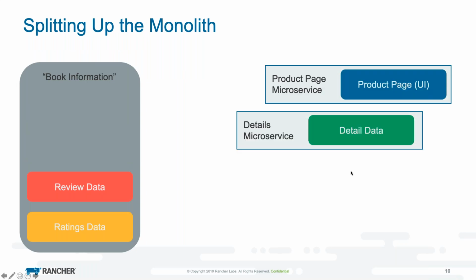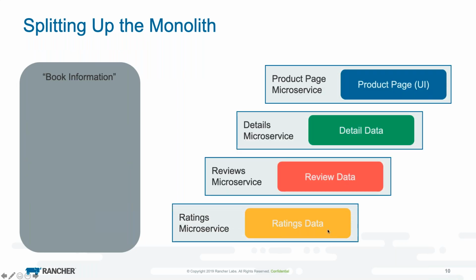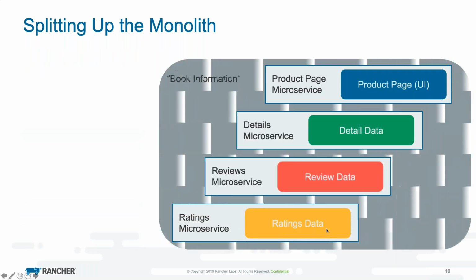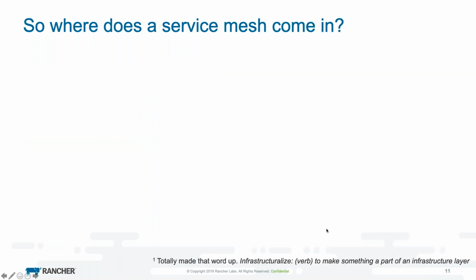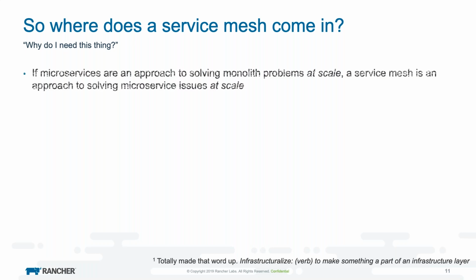So let's jump ahead. We split up our monolith and got our different microservices here. If we've got all these microservices, where does a service mesh come in? Or, quote, why do I need this thing? This slide and what we've gone through so far have been, okay, monoliths are great, what's the problem with them, why do I need microservices, and service mesh, why do I need that if I have microservices?